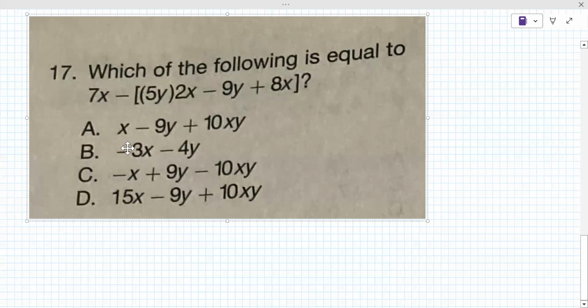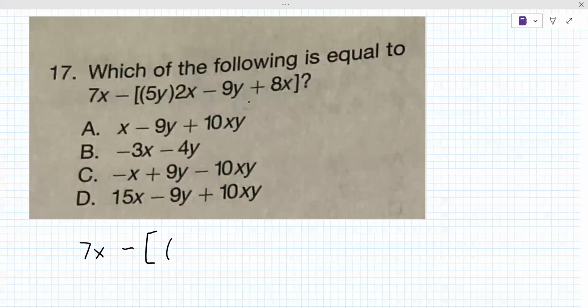They also have different values of x. See how this is 1x, minus 3x, minus x, and 15x. So you can use some things in here to determine which one is correct. The other option is to just sit here and simplify this thing and see what comes out. So let's do that together here. I'm just going to rewrite it so it's a little bit cleaner to look at.